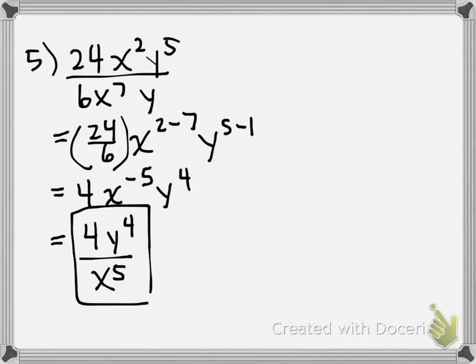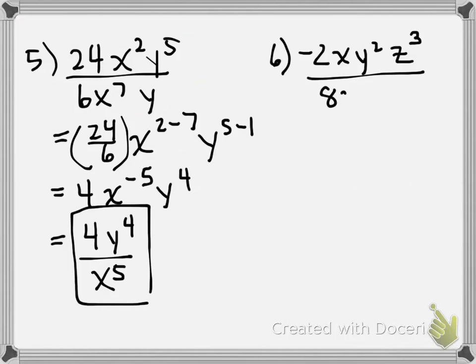Okay? So I'm going to give you one, and then I'm going to pause the video. And I want you guys to try to solve this one and discuss with the person sitting next to you your answer and see if you guys come up with the same thing. And if you don't, have a discussion as to who you think is the right person. I'll give you just a minute or so to do that. So our problem is -2xy squared z cubed divided by 8x to the 6th y squared.